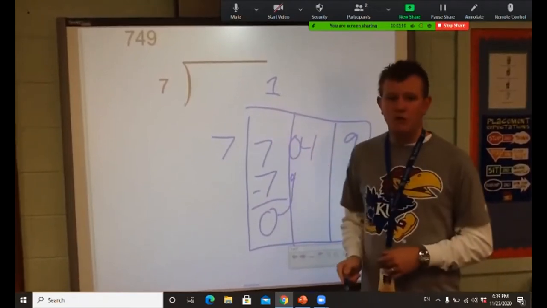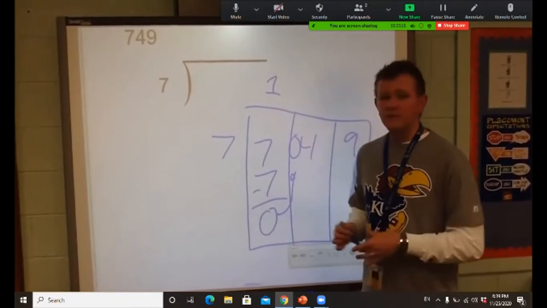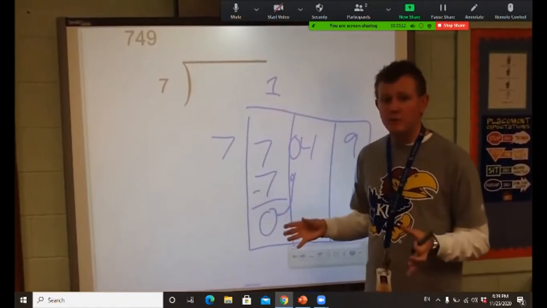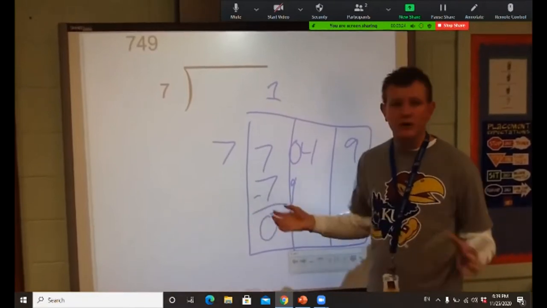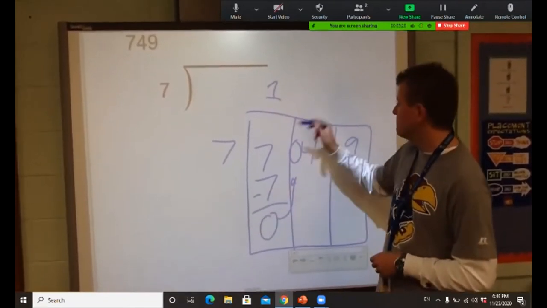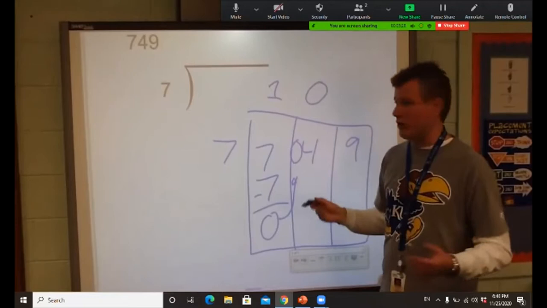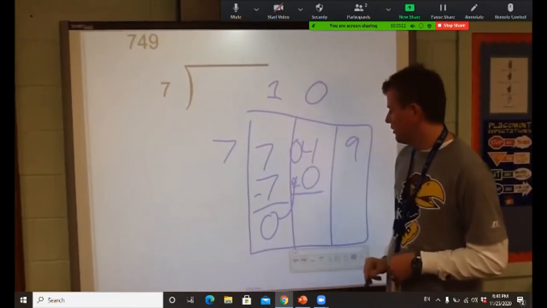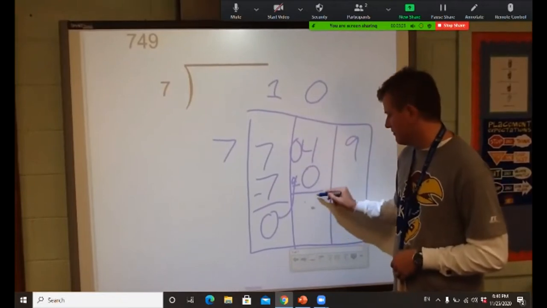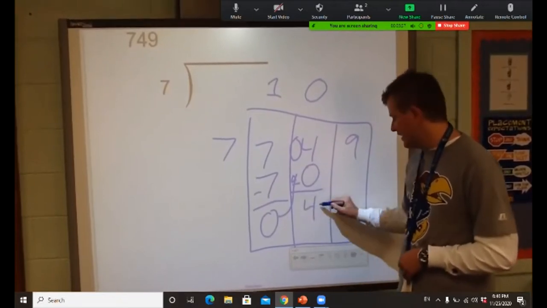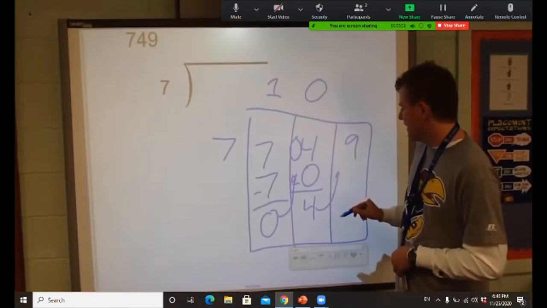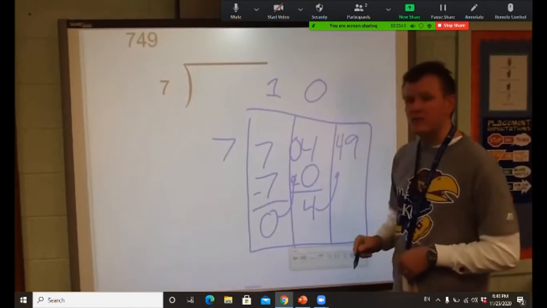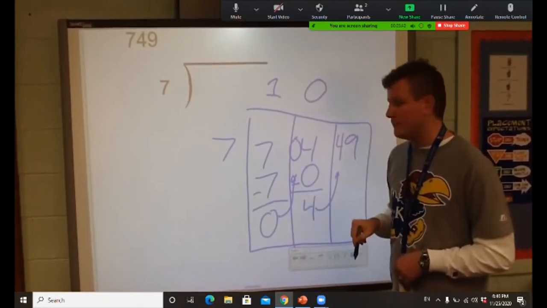Does 7 go into 4? It doesn't. Again, my favorite example, but if you have 4 cup holders and 7 drinks, you can't put all 7 drinks in those 4 cup holders, okay? So I'm going to put a 0 up here because it doesn't work. 0 times 7 is 0. So I'm going to subtract. 4 minus 0 is, of course, 4. And then once again, pop that up there into the next column. And instead of 9, I now have 49, okay?